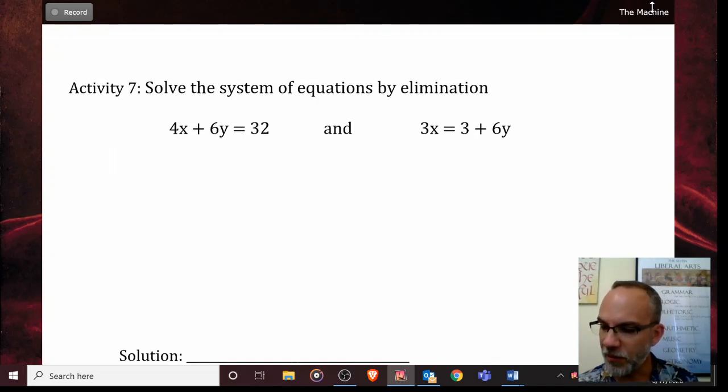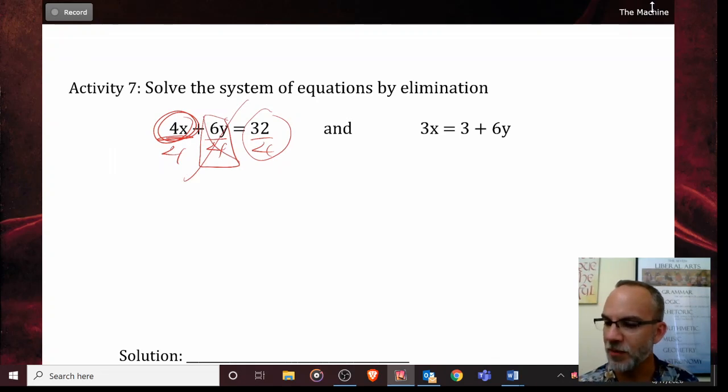If I solve this equation for x, I'd have to divide by 4, which means I'd have to divide that by 4 and divide that by 4. And 32 divided by 4 works, but 6 divided by 4 is a bad idea. That's not an integer. And the same thing for solving it for y.